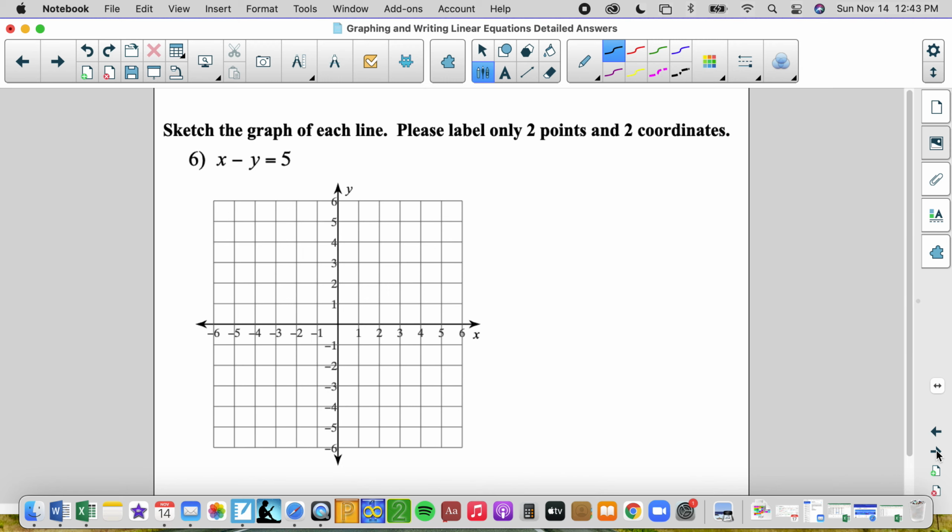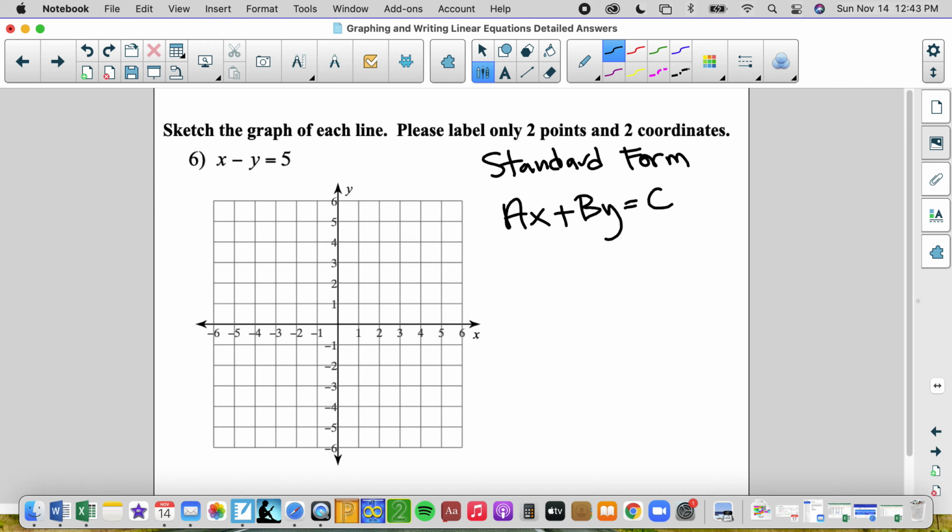Number 6 now. Notice, still the same direction. Sketch the graph of each line. Please label only 2 points and 2 coordinates. Why would that be? Well, because it's in standard form. These equations will be given in standard form, and standard form looks like this: ax plus by equals c.